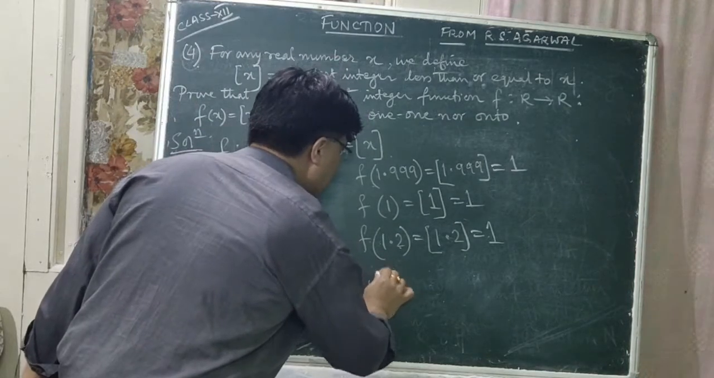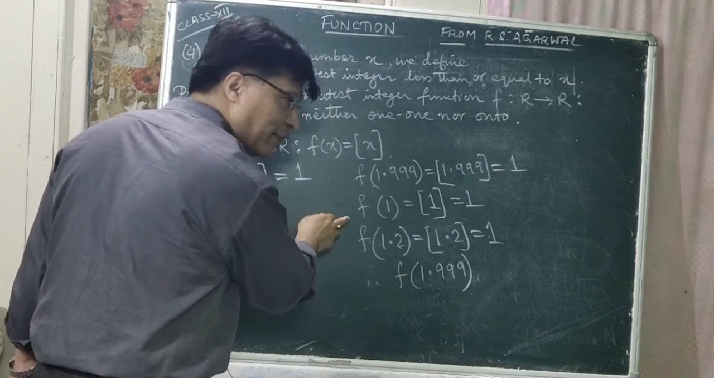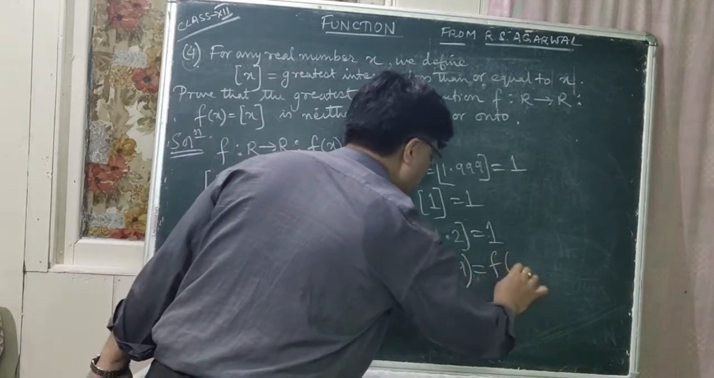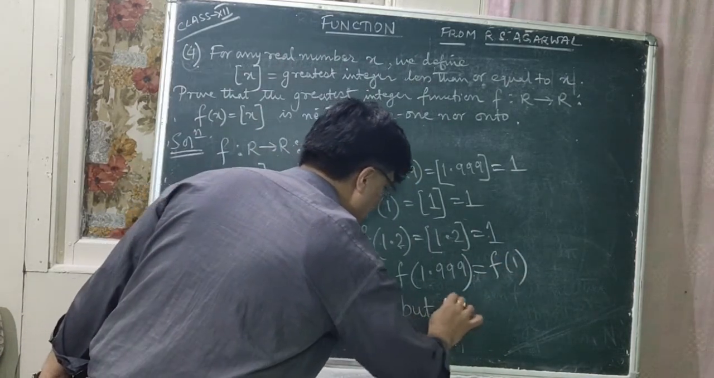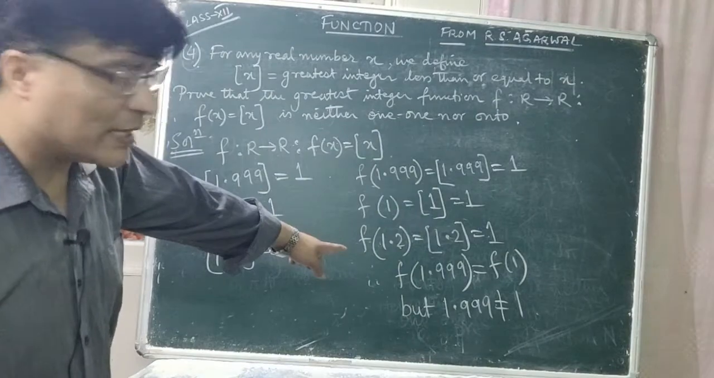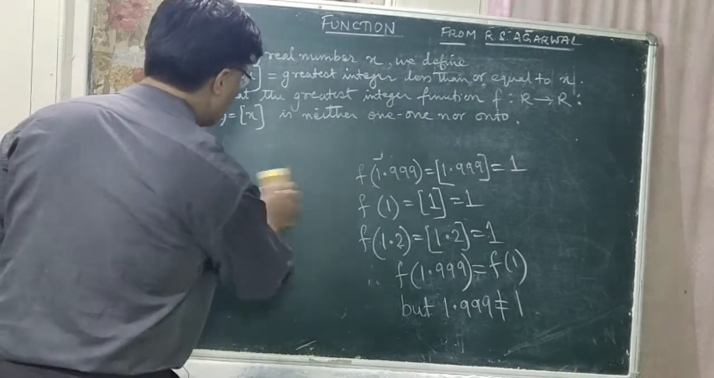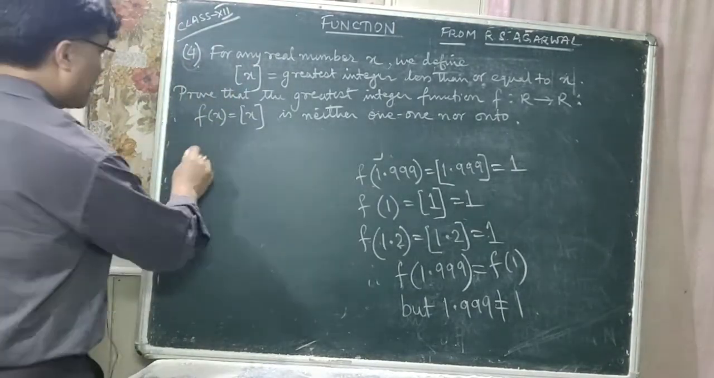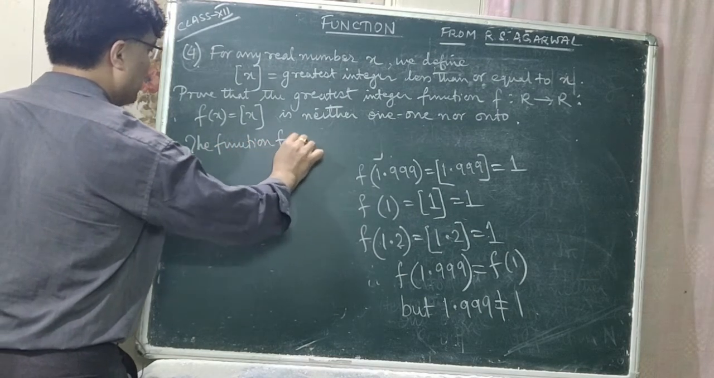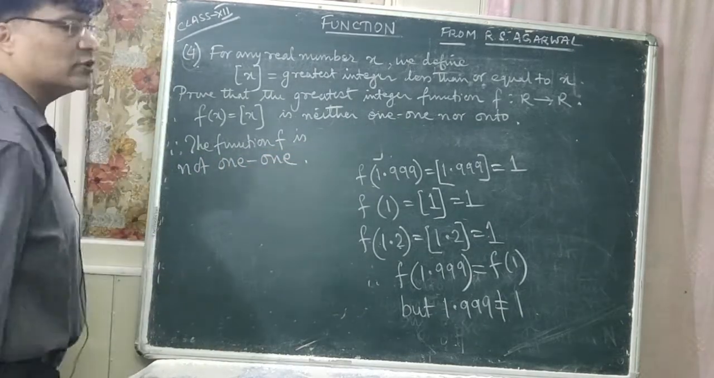So since here you can take these two examples: f of 1.999 is equal to f of 1, but 1.999 is not equal to 1. So this is the example of a many one function, isn't it? So here you can write that therefore the function f is not 1 1. The function f is not 1 1.